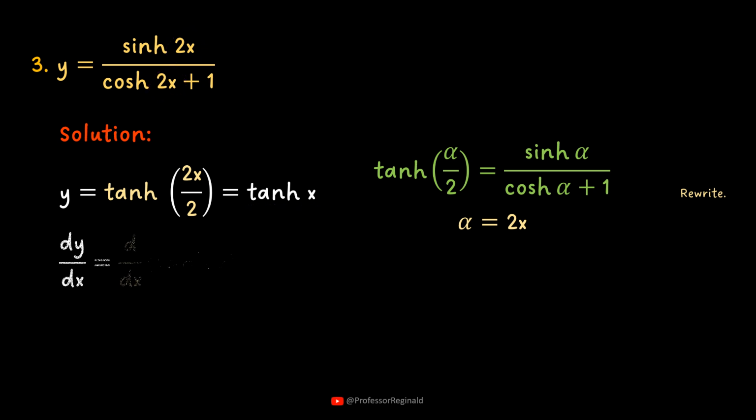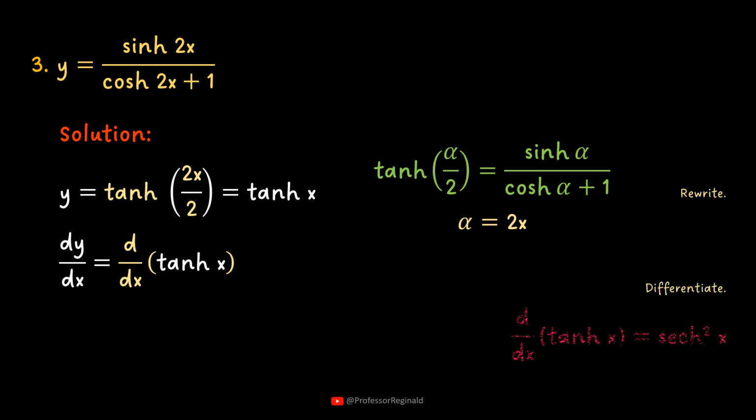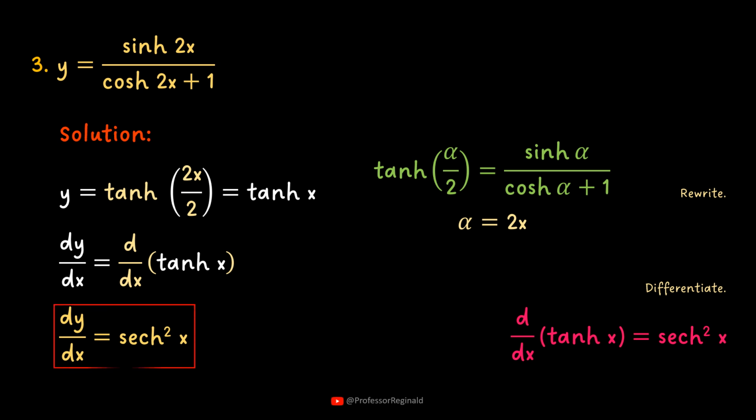dy dx is the derivative of y with respect to x. Differentiate using a hyperbolic function rule. Therefore, dy dx is equal to the square of hyperbolic secant of x.